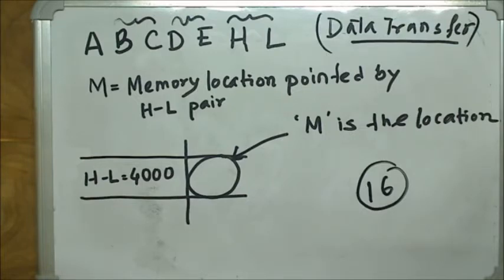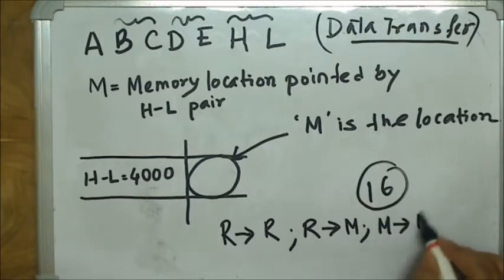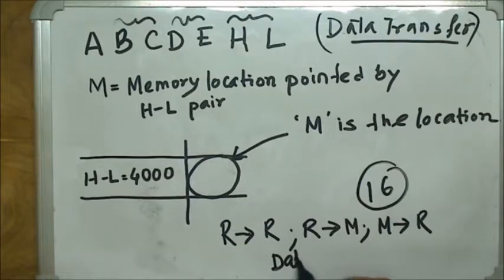As you can understand, data transfer is not doing any arithmetical or logical operation. What we are simply doing in a data transfer instruction is transferring the data from one place to another. So you can transfer data from register to register, or from register to memory, or from memory to register, or you can directly put the data in the register. These are the various modes in which you can transfer the data.